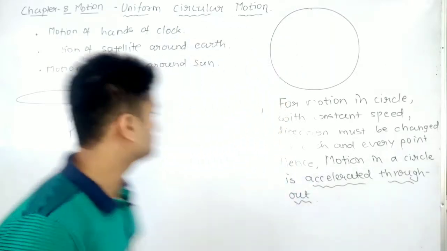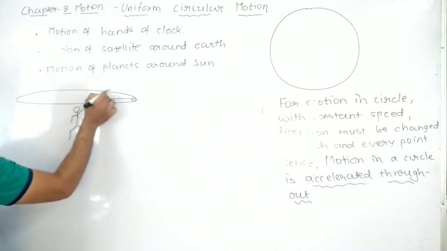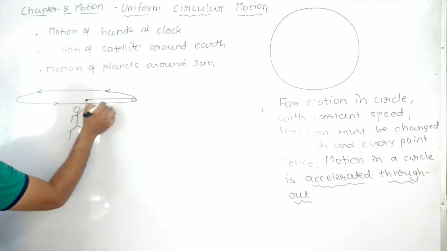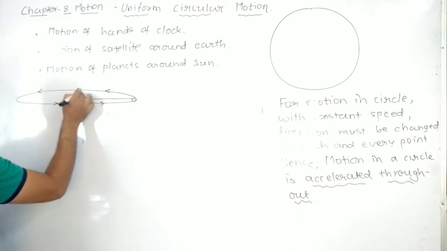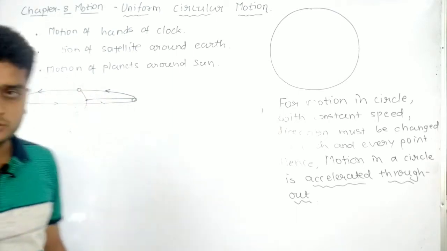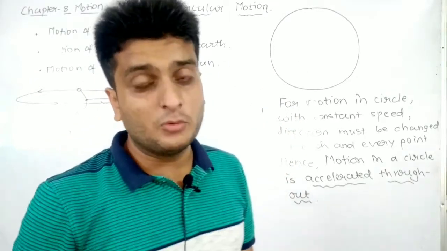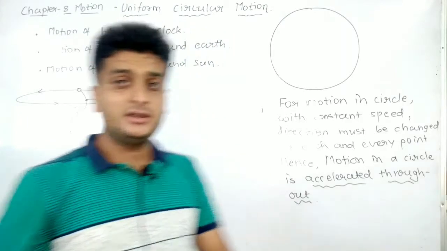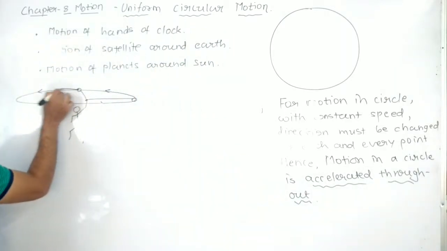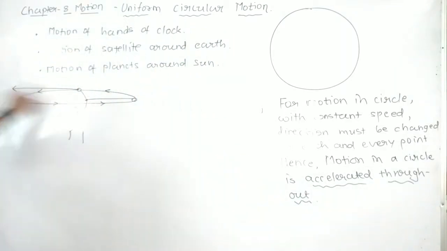So consider your stone is somewhere, you are rotating in this direction, and your stone is here, and you are leaving the stone. So you will observe the stone will move in a direction tangential to the circle. This stone will move like this.